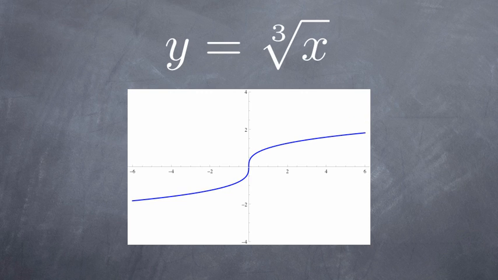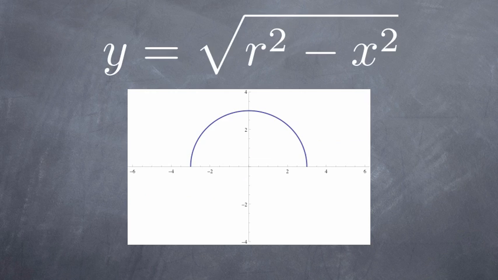y equals the cube root of x. It's basically just our y equals x cubed graph, rotated, well, not rotated 90 degrees, but technically we're doing something a little bit different than just rotating. We'll actually talk about that, not next chapter, but the chapter after that. So this is y equals the cube root of x.